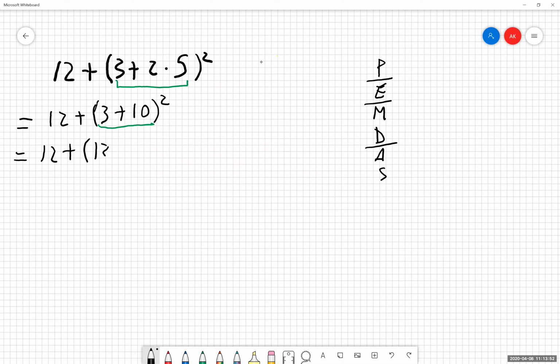Just adding those together and getting 13. So now I'm looking overall at my general equation. I still have parentheses in here, but I cannot do anything inside this set of parentheses. If we just think of the number 13, can I do anything to simplify that at all? It's just a number. There's no operations attached to it, so no, I can't.